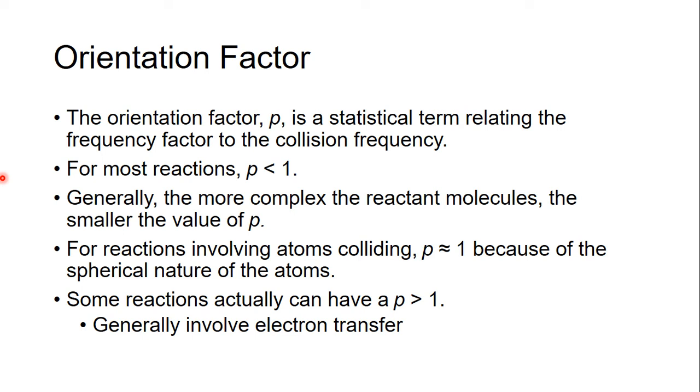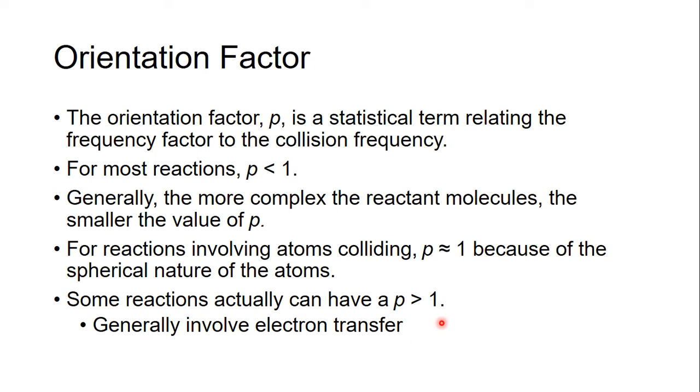Orientation factor: on average, what are the chances when two things collide they're going to be in the right orientation? So for most reactions, P is less than 1 because you're not going to be in the right orientation 100% of the time. The only way P is 1 is if you have spheres colliding, which are just atoms. If you have just atoms colliding, not molecules, the atoms are always in the right orientation because they're spheres, so they collide. And theoretically, you can have P greater than 1.